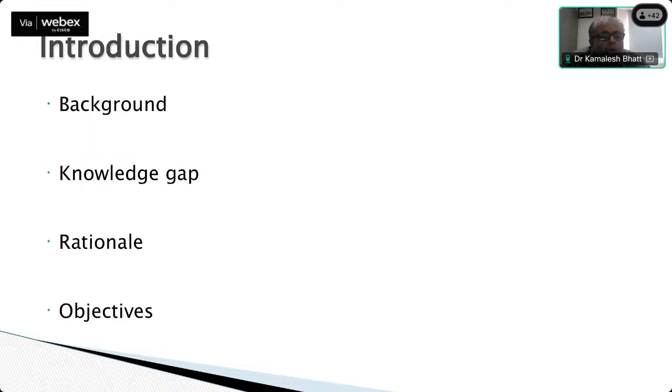Okay. Now, introduction. Introduction starts with the background knowledge. Then, what is the knowledge that already exists and what is the gap in the knowledge? So that is the knowledge gap. Then why you want to study, what you are going to do. So that is objectives. So it starts with the background, then some knowledge gap that shows the rationale of the study, and study objectives. Okay.